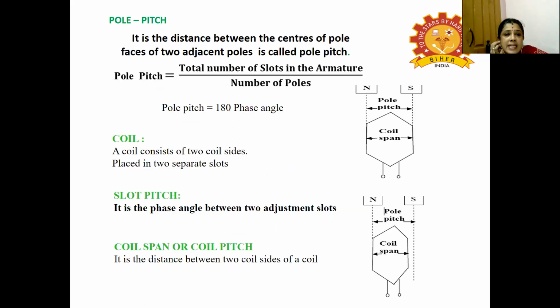Pole pitch is the distance between the centers of the pole faces of two adjacent poles. Pole pitch is equal to total number of slots in the armature divided by number of poles. Pole pitch will be equal to 180 degrees phase angle.